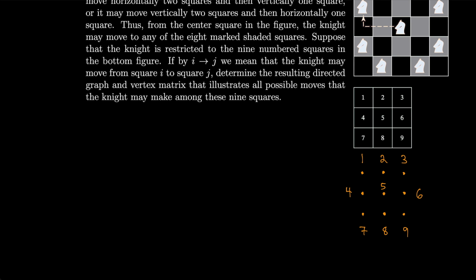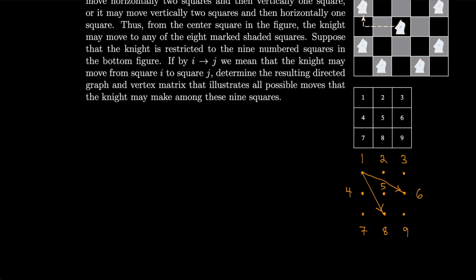Okay, so now I'll try drawing my arrows. So I have to go from 1 to 6. So I'll put an arrow going from 1 to 6. And I have to go from 1 to 8. And there's nowhere else to go for that.